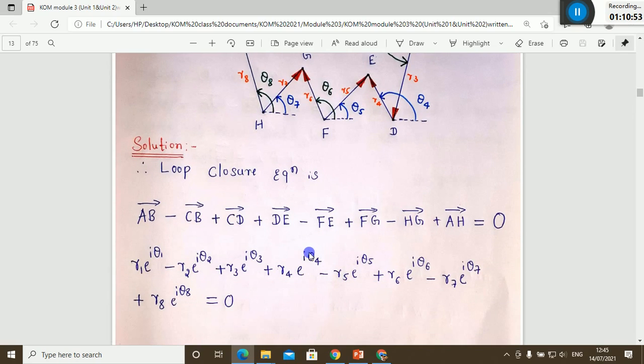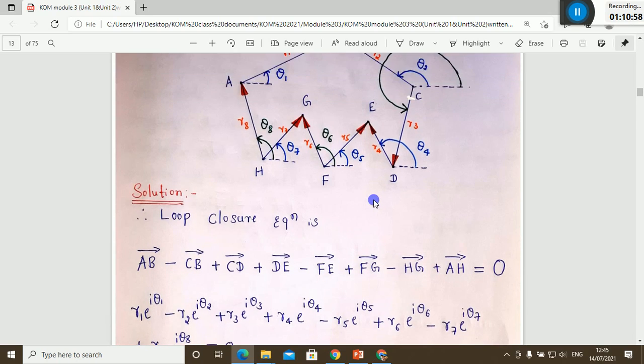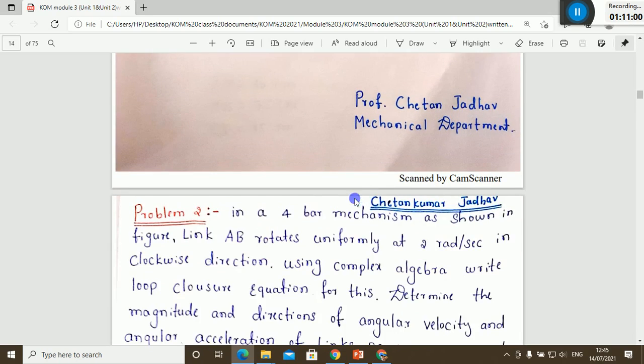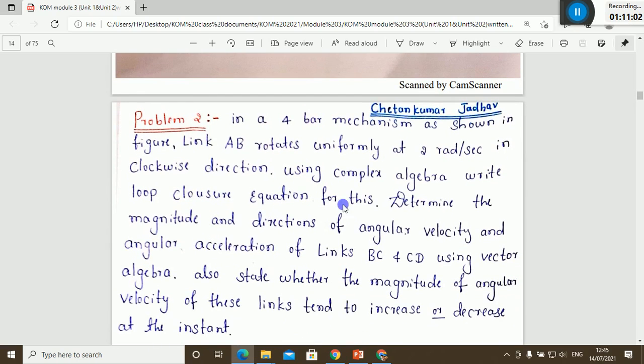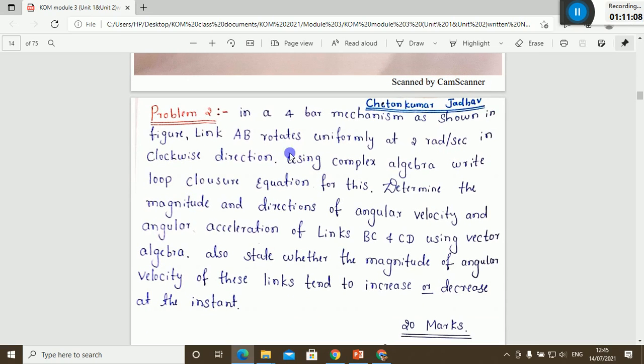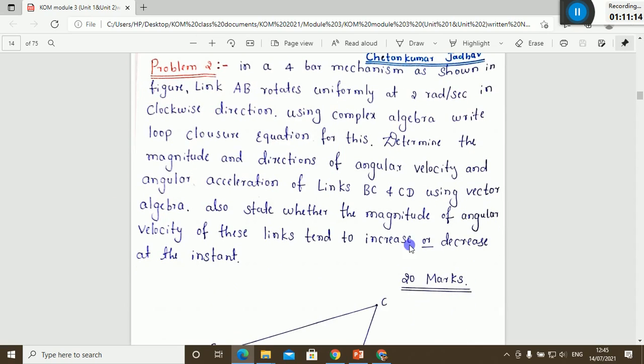So this class was very important. If there is no doubt in this problem, I'll wind up today's class. In the next class, I'll start with problem number 2. This carries 20 marks. Remember, you'll get the same problem in the examination, only they'll change the data. The method will be the same. You'll get one single question.